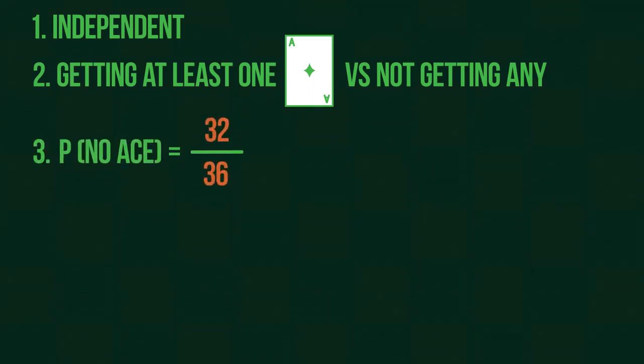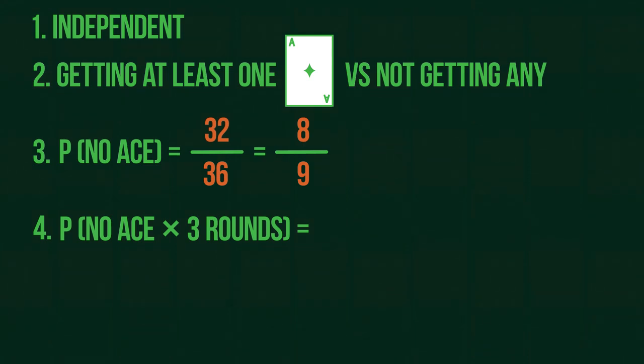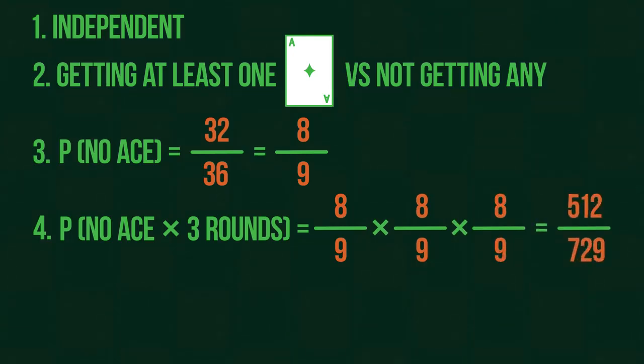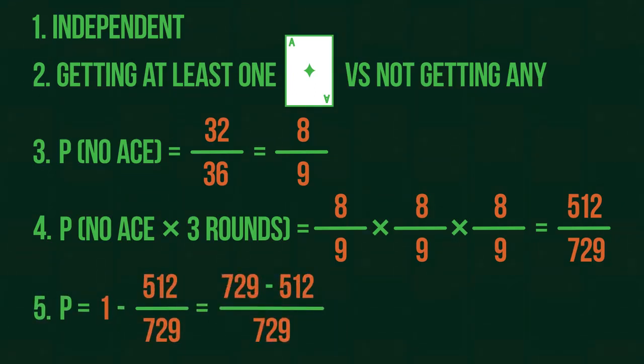If we put the card back, our rounds are independent. Getting at least 1 ace is the opposite to not getting any. The probability of not getting an ace in any one of the rounds is 8/9. So, the probability of not getting an ace in all 3 rounds is 8/9 times 8/9 times 8/9, which is 512 over 729. As a result, the probability of getting at least 1 ace is 217 over 729. So now you know the basics of probability and are able to use them to solve problems.